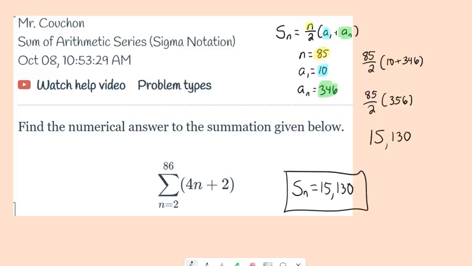The sum that you should have gotten for this is 15,130. The n term was 85, the a sub 1 term was 10, because you're putting in a 2 for n. And then the a sub n term here, the last term, was when you put in 86, and then you would have gotten 346. So those are your 3 terms. Put those together. That's how you get 15,130.